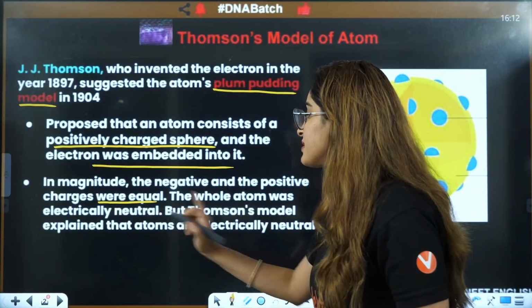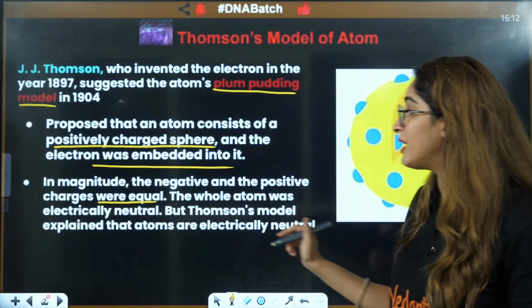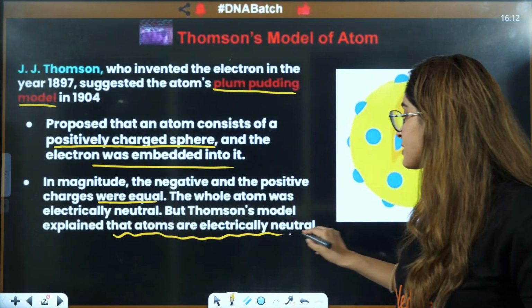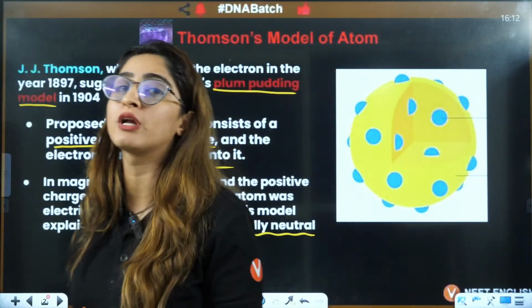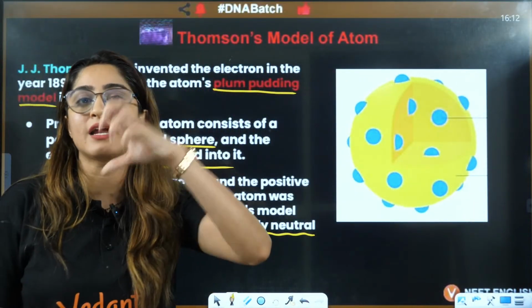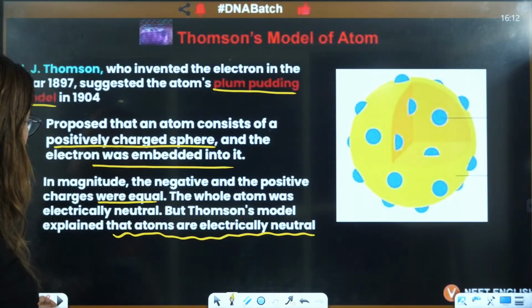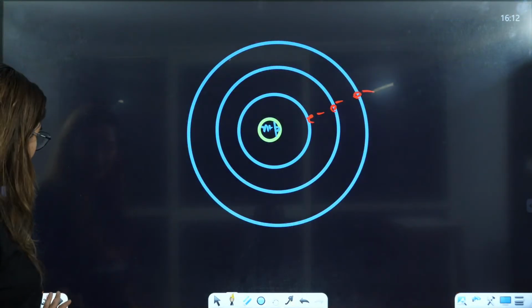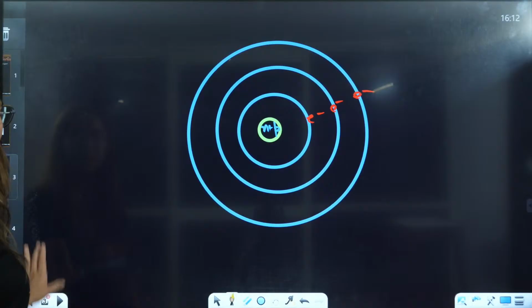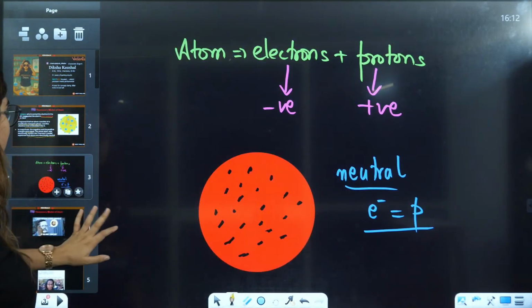The whole atom is electrically neutral. The Thomson model explained that atoms are electrically neutral, right? Now, what exactly happened here is that he explained that atoms are electrically neutral. Now, after that, what happened?